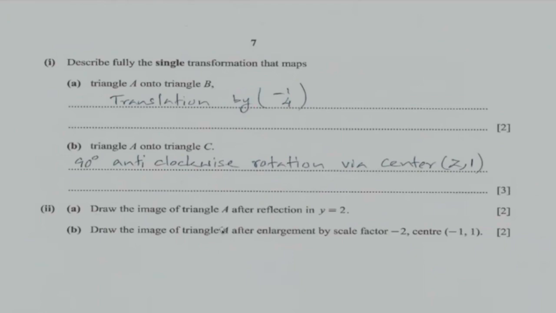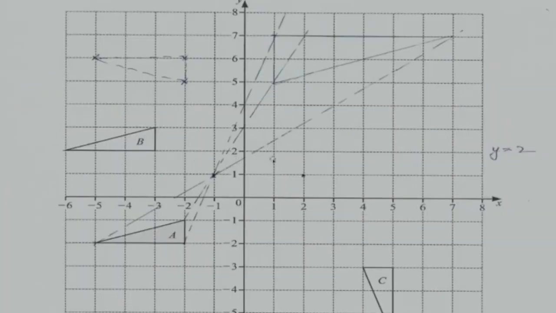Draw the image of triangle A after reflection in y equals 2. So this is y equals 2. Then this A we can write like this, reflected across y equals 2. So 1, 2, 3, and 1, 2, 3, 4, and here it is 1, 2, 3, 4. So this is the triangle.